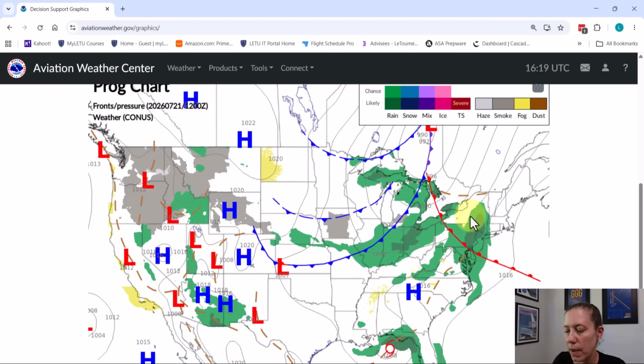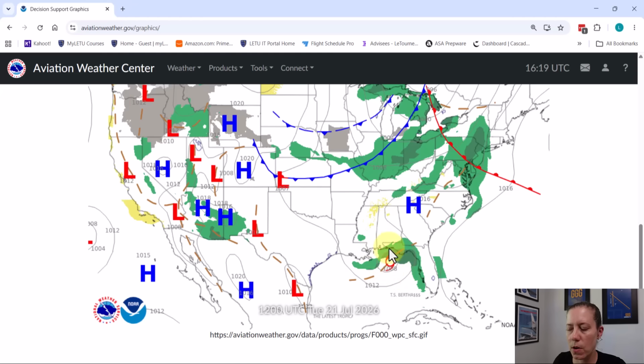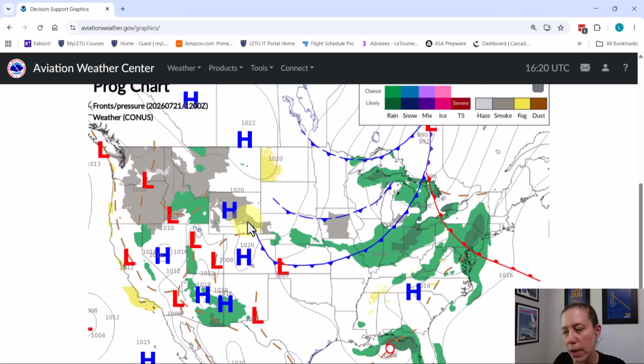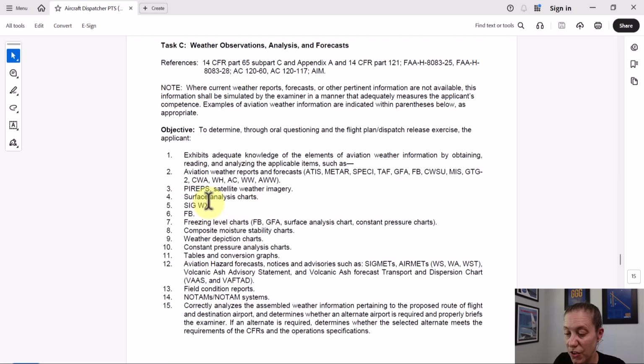Okay, what kind of front is this red one with the half circles? Cool. What are these dashed lines here in West Texas and northern Mexico here? What is that? So what's a trough? What is this symbol here over the Gulf right here just south of Florida Panhandle? Okay, cool. Good job on your prog, or the surface analysis chart, really.